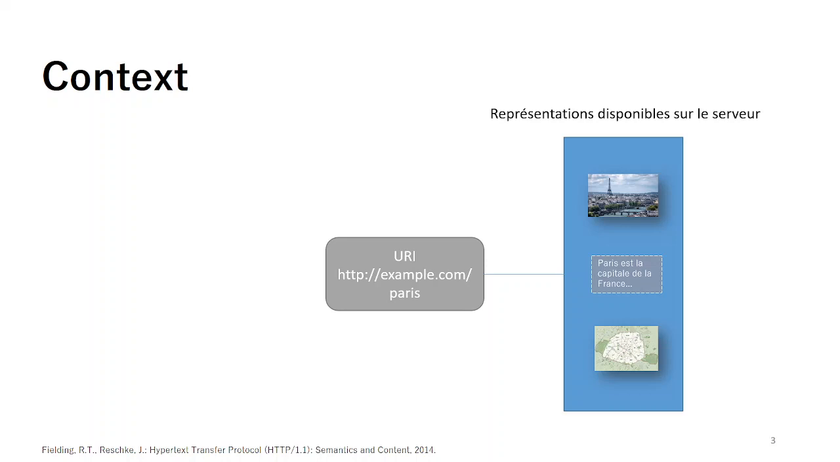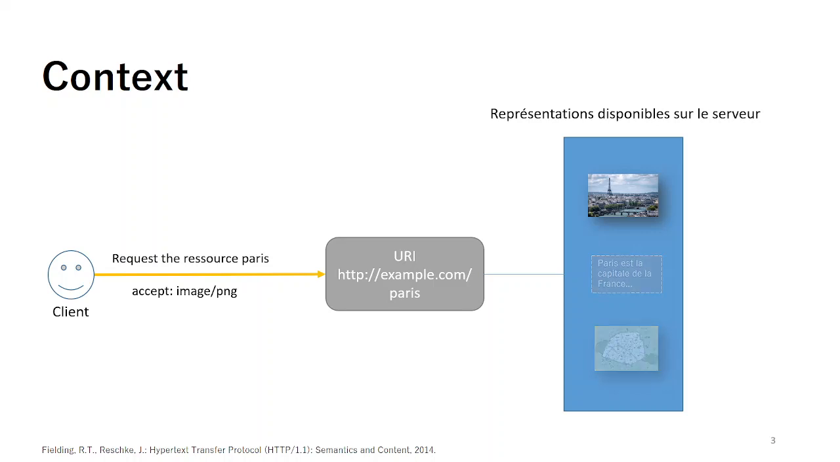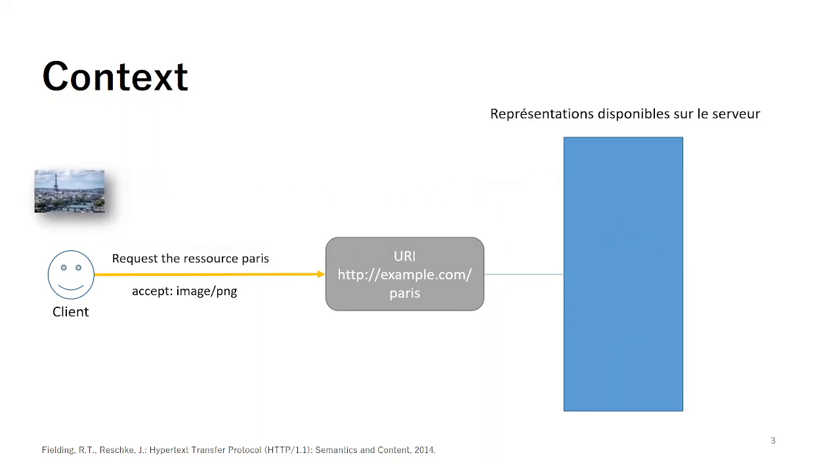Under this URI, so example.com/Paris, the client would request resource Paris, but with the preference for image representation, more specifically a PNG one. So the server will select the image one and send it to the client.